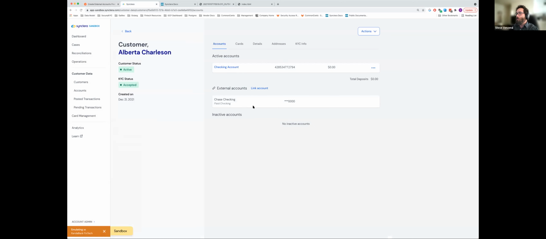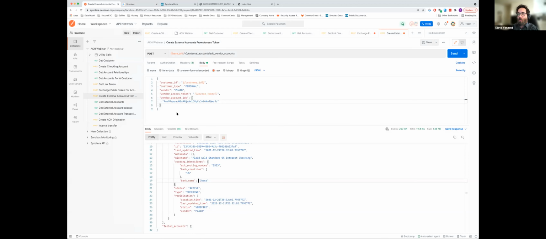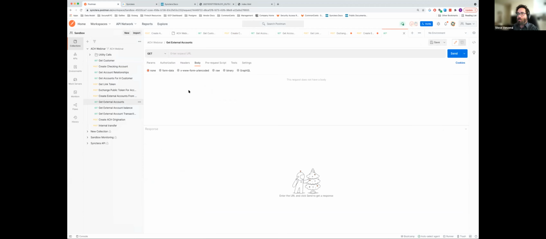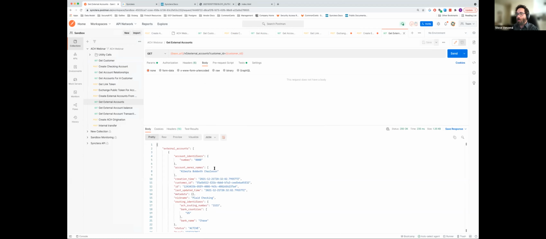we're going to see that we now have a checking account on the system, and we have her external Chase account. And now we're essentially almost fully on the way to be able to pull funds from this external account into her FinTech checking account. So the next step is to take a quick look at her external accounts.